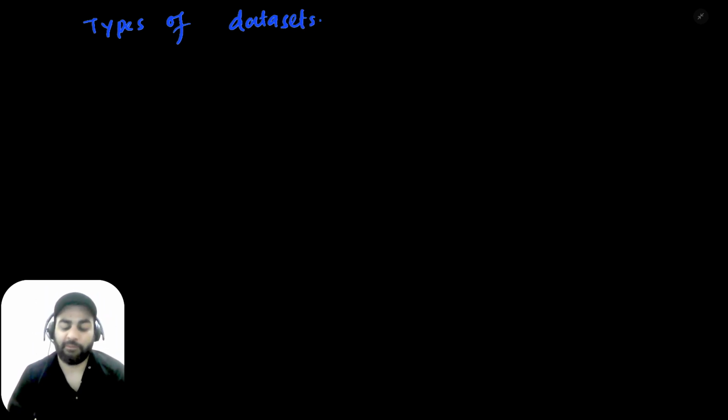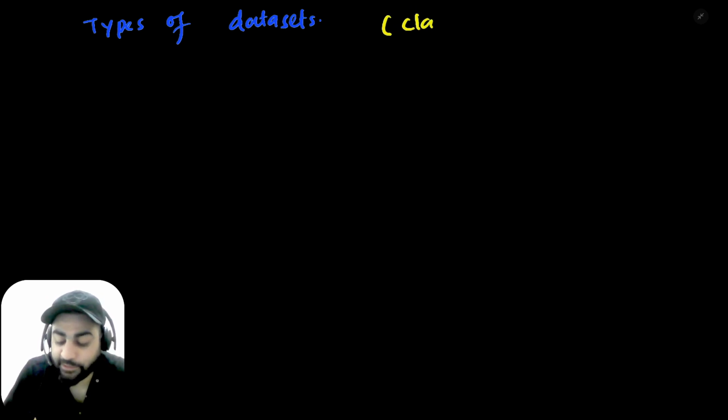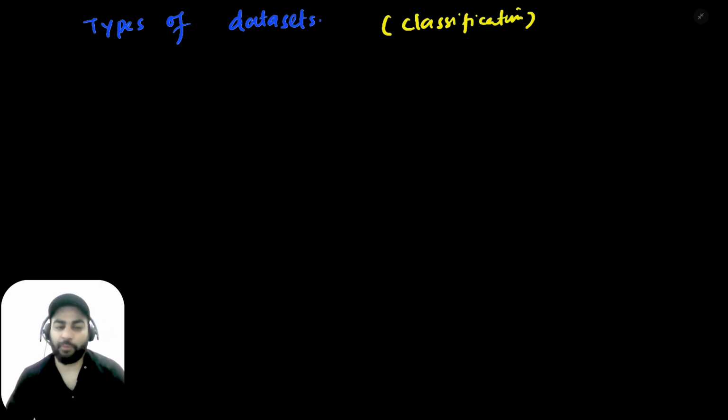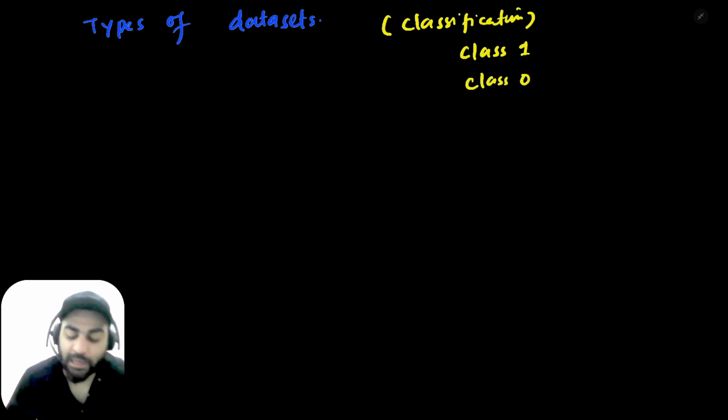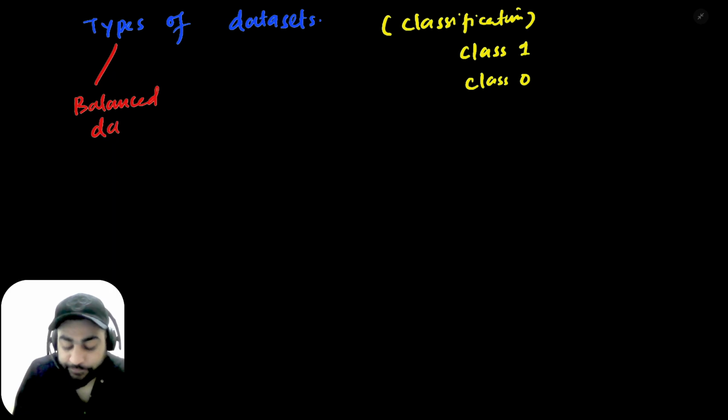So, types of data sets that we'll have. Types of data sets, majorly based on the number of points we'll have. This is with respect to classification. Let's suppose we have two types of classes. We have class 1 and class 0. These are two classes. Okay, we can have two types of data sets. The first one we'll call a balanced data set. And the second type we'll call imbalanced.